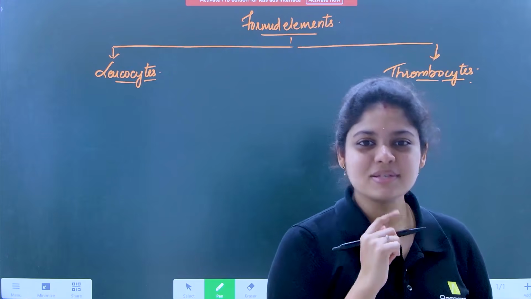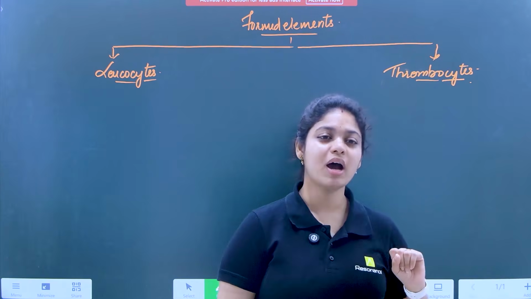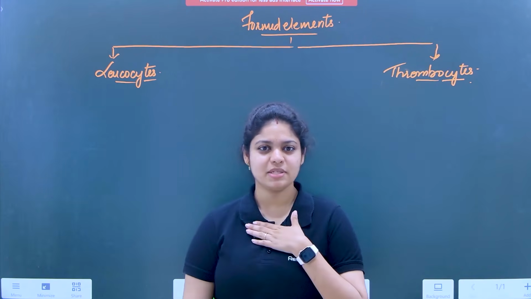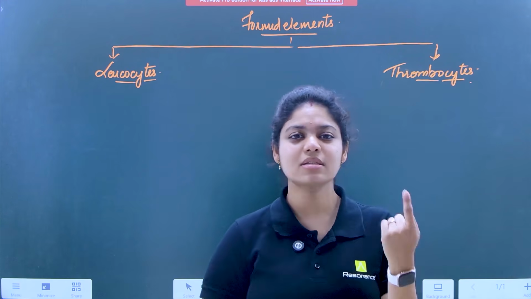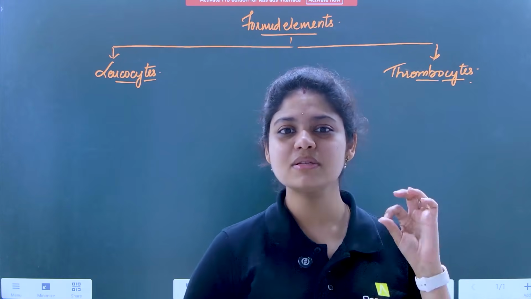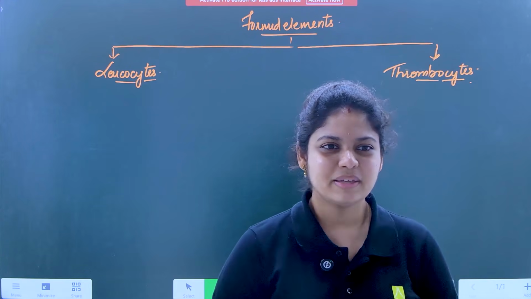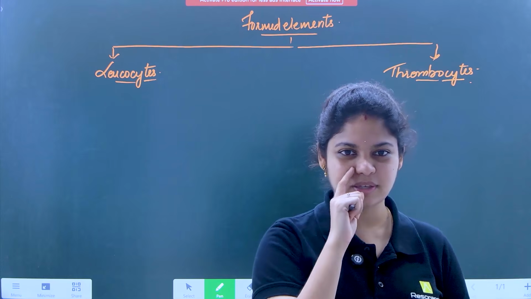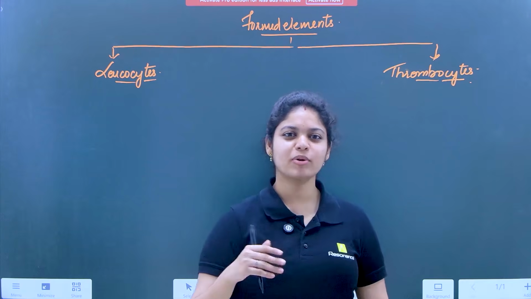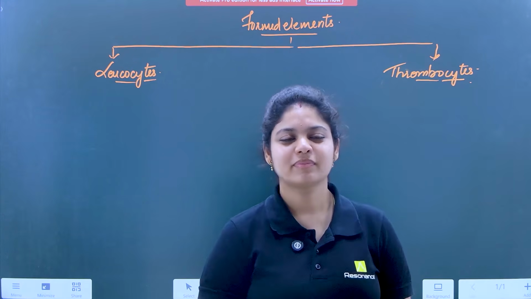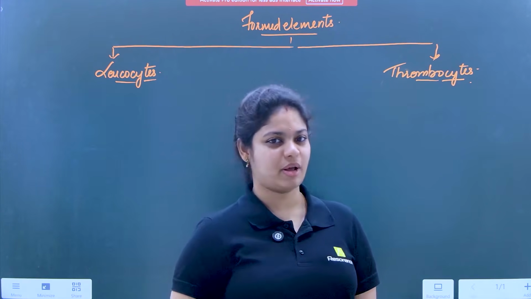Actually, before I move to leukocytes and thrombocytes, I would like to answer one of your questions. I don't remember who asked, but one of you asked that, ma'am, our RBC is biconcave in shape, but why is the camel's RBC biconvex in shape? Can that person raise the hand? However, I will answer this question because we have completed RBC.